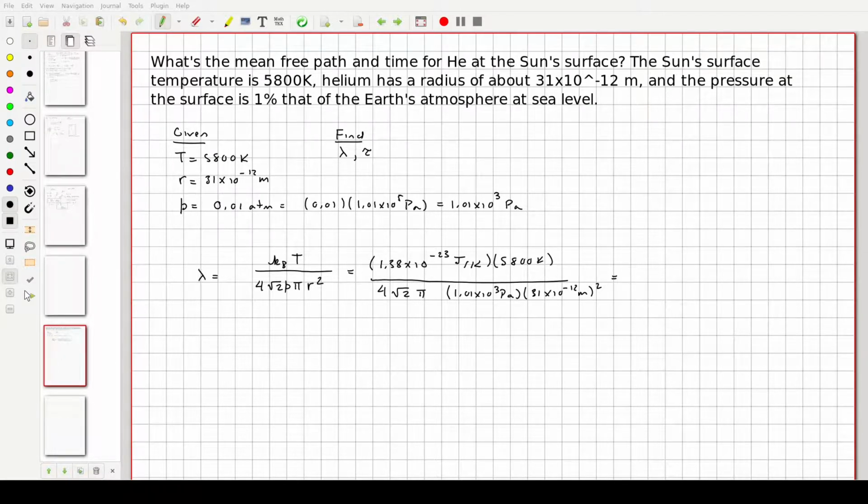Let's see. 1.38 times 10 to the 23rd, times 5,800. And then I have to divide that by 4 times the square root of 2.